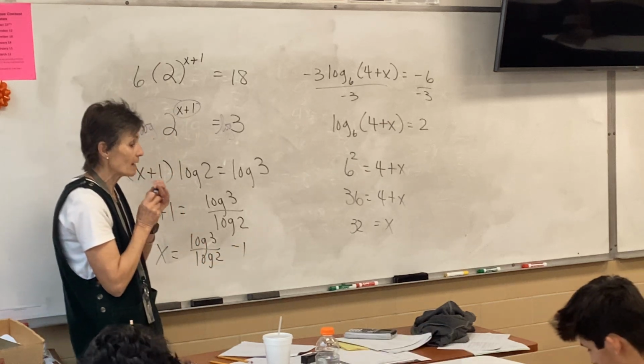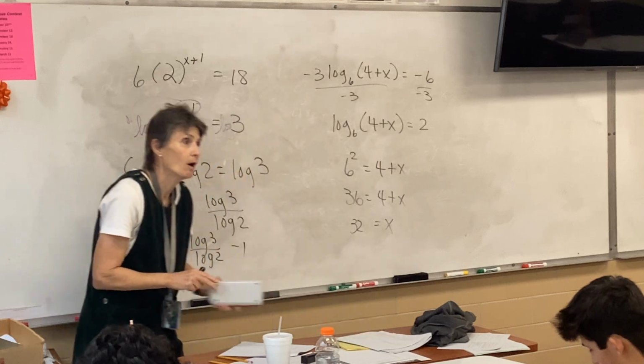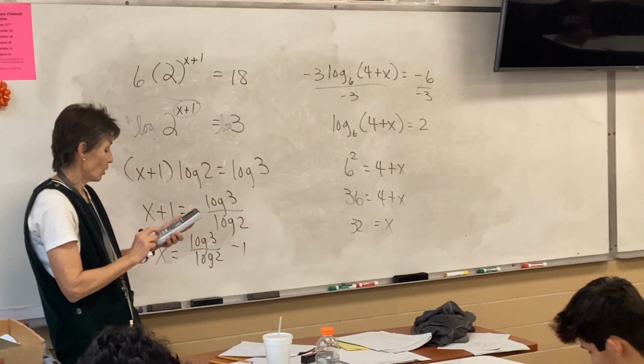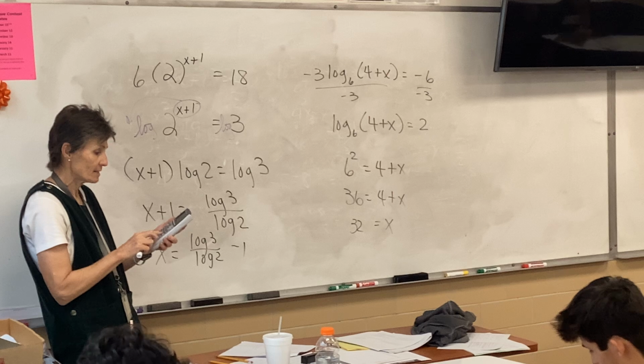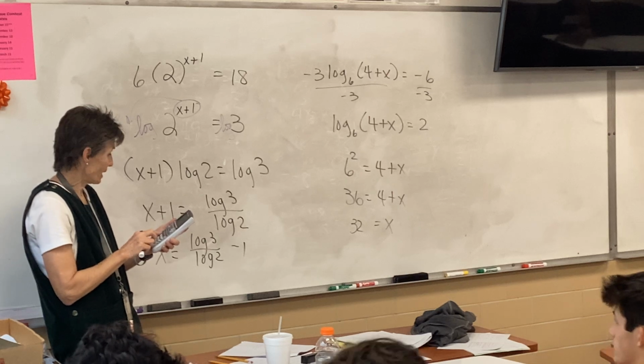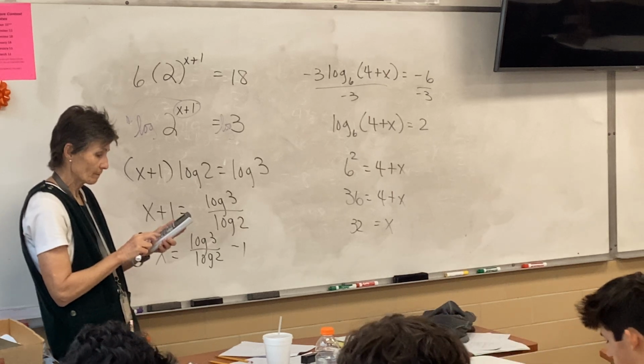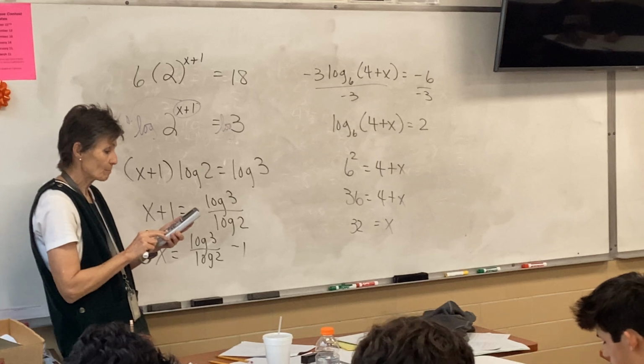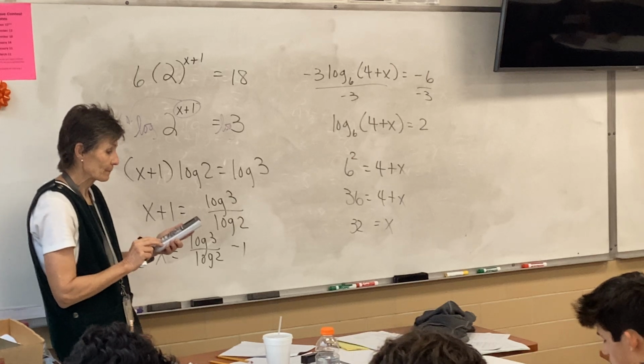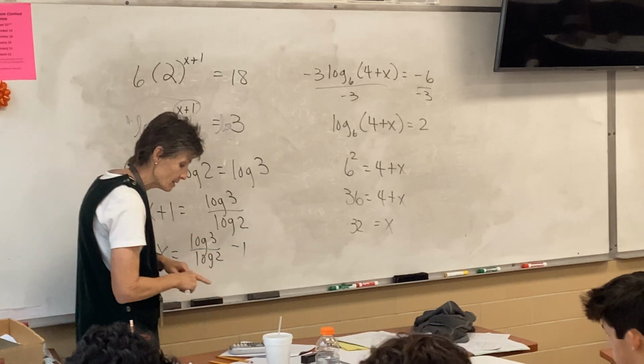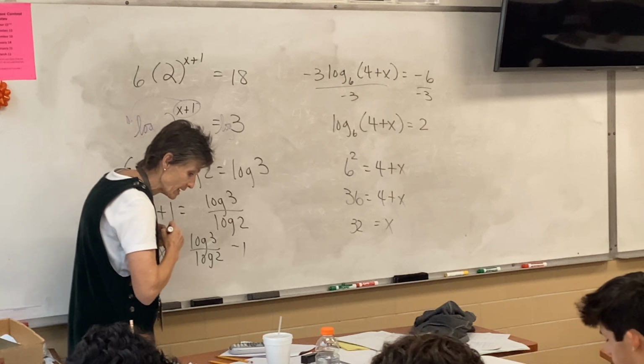I don't want you typing it in pieces and rounding it off. You're going to do log 3, close parentheses, divided by log 2, and then subtract 1. And hopefully you got 0.5850.